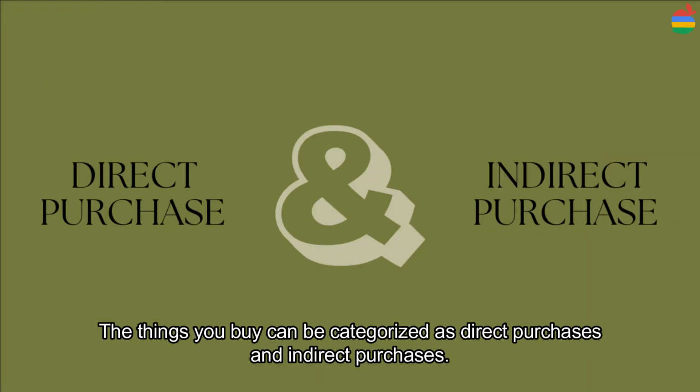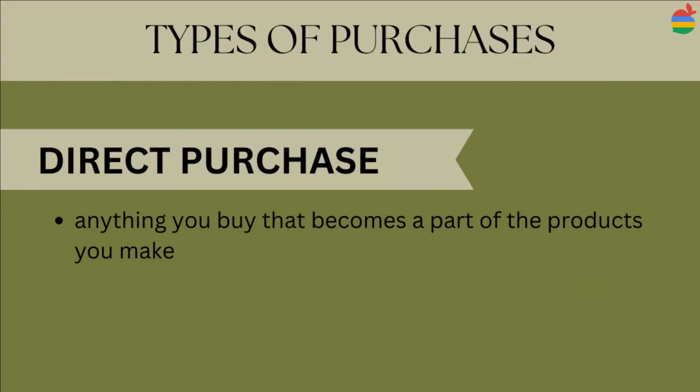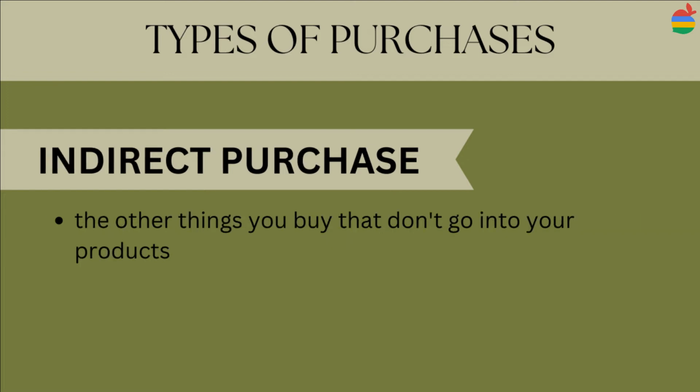The things you buy can be categorized as direct purchases and indirect purchases. It is important to understand the difference because many companies divide these purchasing responsibilities between separate teams, and they often use different processes. Anything that you buy that becomes a part of the products you make is a direct purchase. The other things that you buy that don't go into your products are considered indirect purchases.